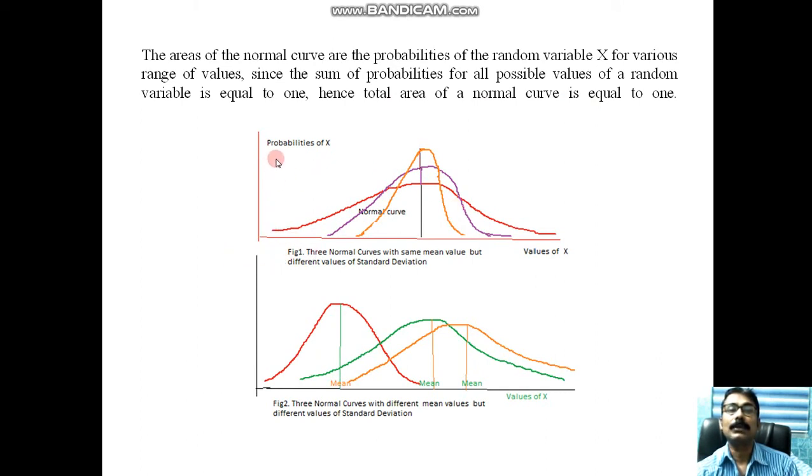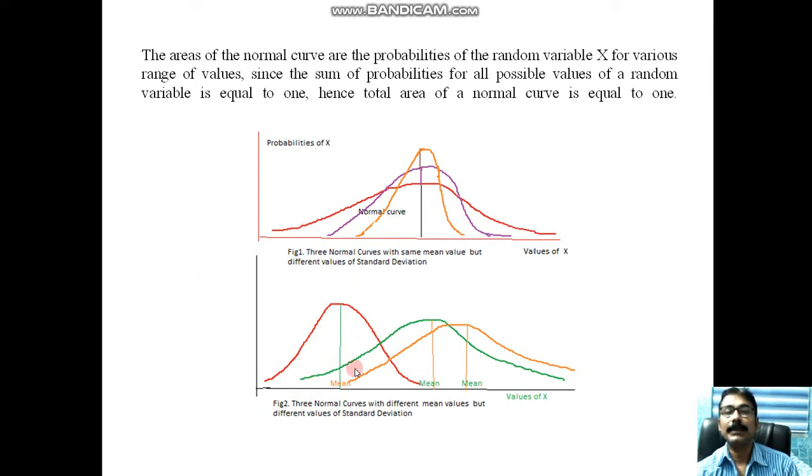Here we have drawn, in the vertical axis the probabilities are measured, and in the horizontal axis the values of x, that means the random variables. Three different normal distributions have been drawn in three different colors: orange, violet and red. These are three normal curves with the same mean. This figure shows that with the same mean, the standard deviation differs. The greater the standard deviation, the flatter the curve and the heavier the tails. So the orange normal distribution has the lowest standard deviation compared to the violet and red ones, and the red one has the highest.